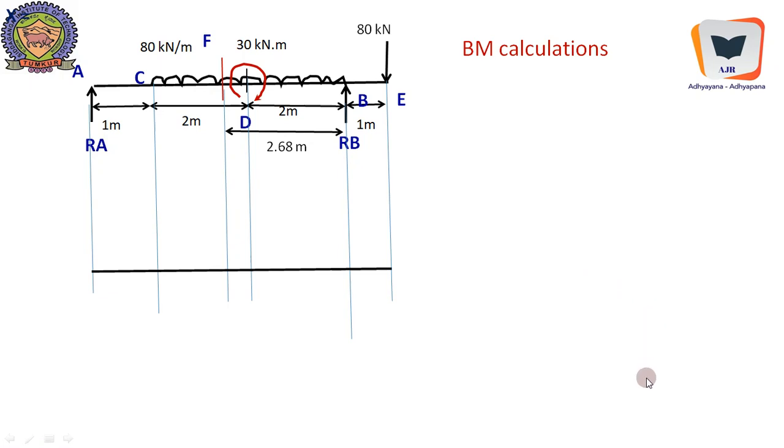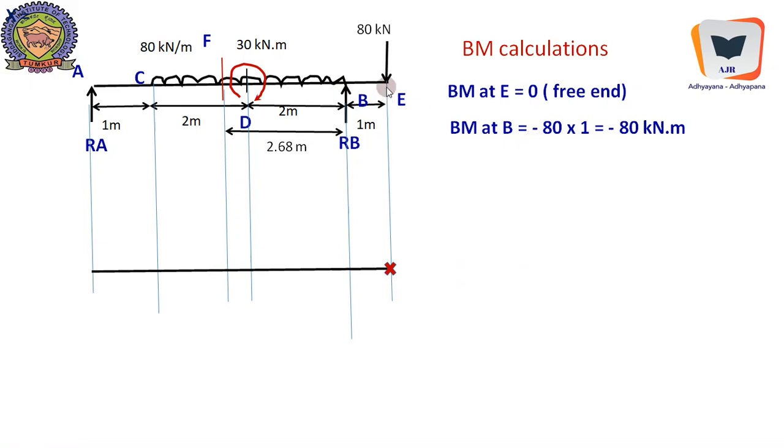After drawing the shear force diagram, in most of the problems, we will get another important point where we need to compute the bending moment value. So here it is, F is here. Now bending moment at E equals 0 because it is a free end, so it's marked 0.